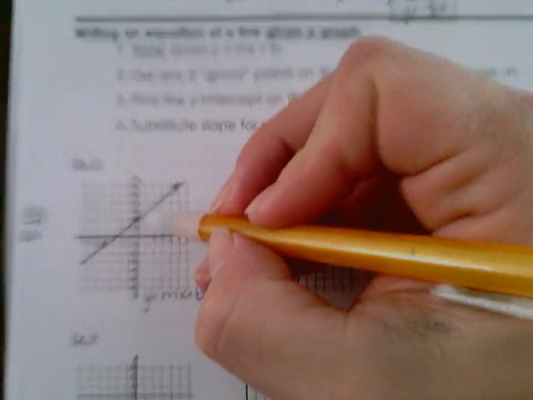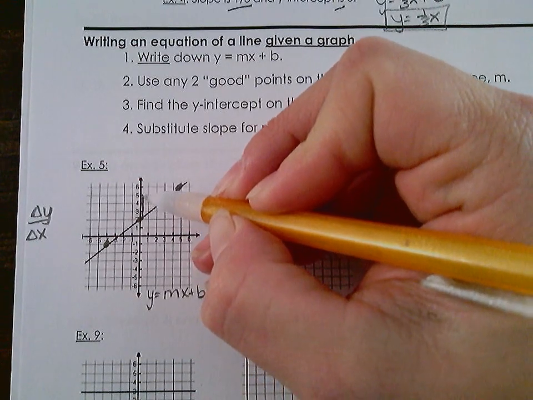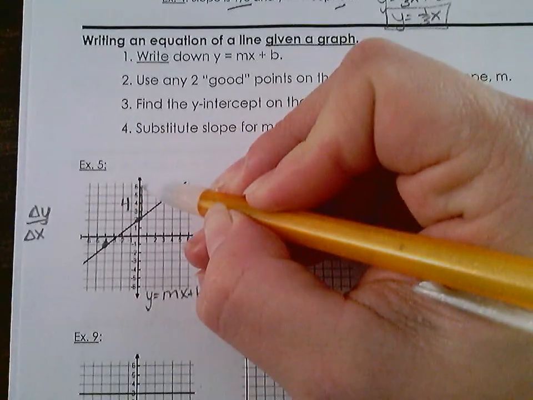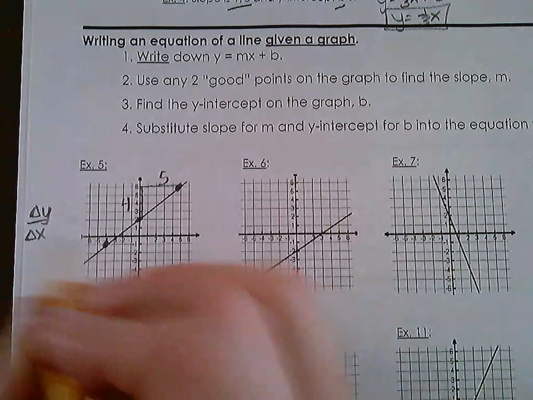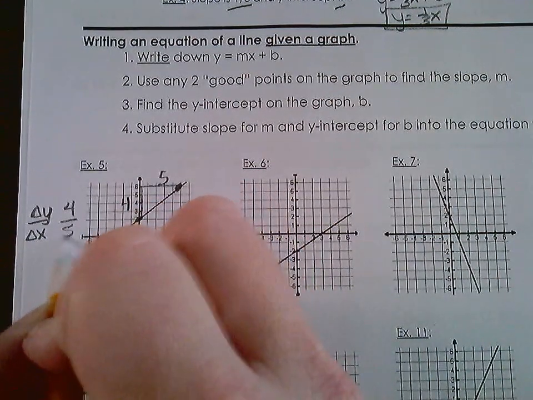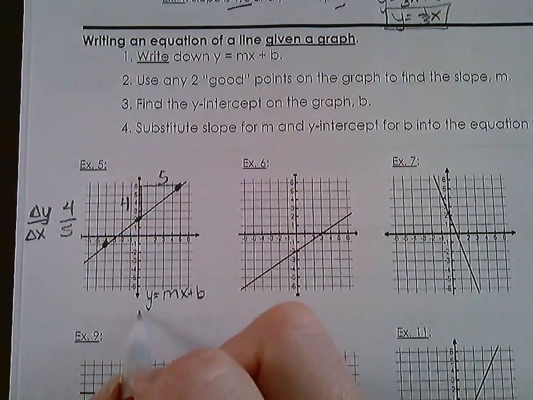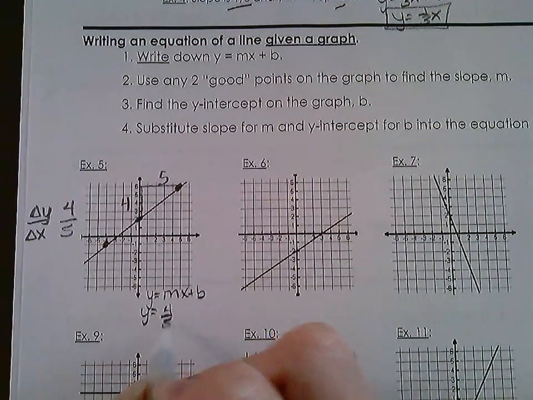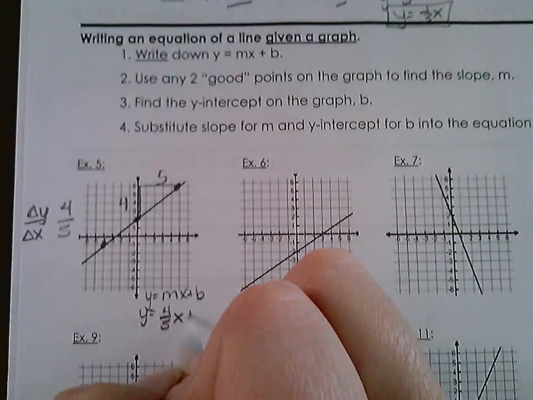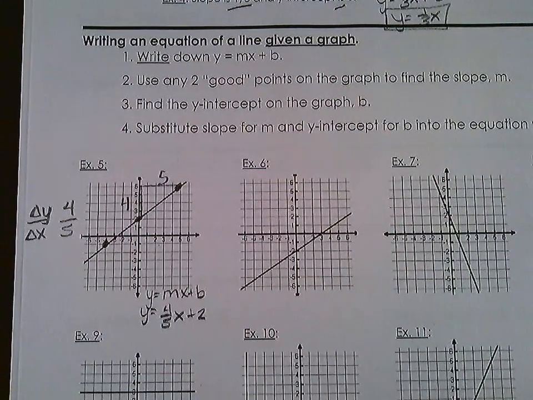So moving from that y-intercept, I'm going up 1, 2, 3, 4. So I went up 4 and I'm going to the right 5. And so in that case, you should be able to say I went up 4 and to the right 5. So my slope is 4/5. y is equal to 4/5 x. And then my y-intercept was a value of 2 because that's where it was crossing the y-axis.